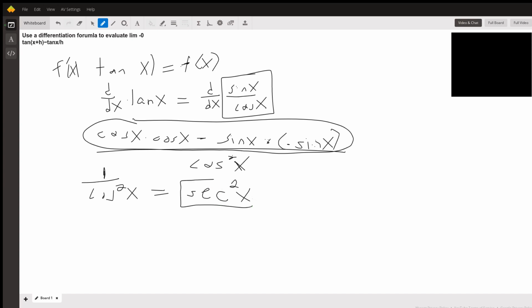This is the differentiation formula that you use. In this case, this formula is the quotient rule. That is the differentiation formula you'll use, because tan is really a quotient of sine over cosine. Sorry for the handwriting, but this is the quotient rule, and this is the final answer: secant squared x.